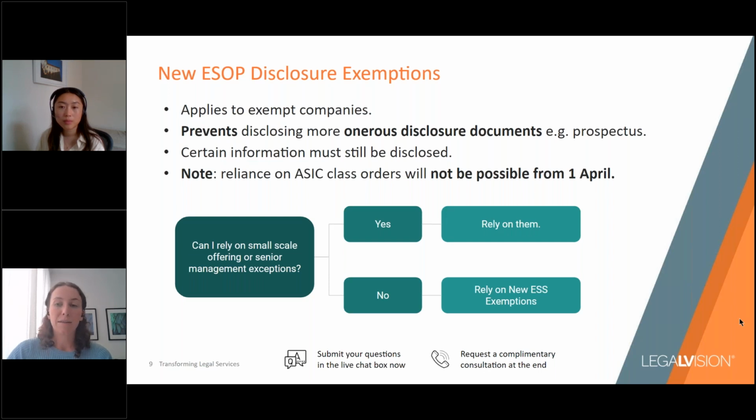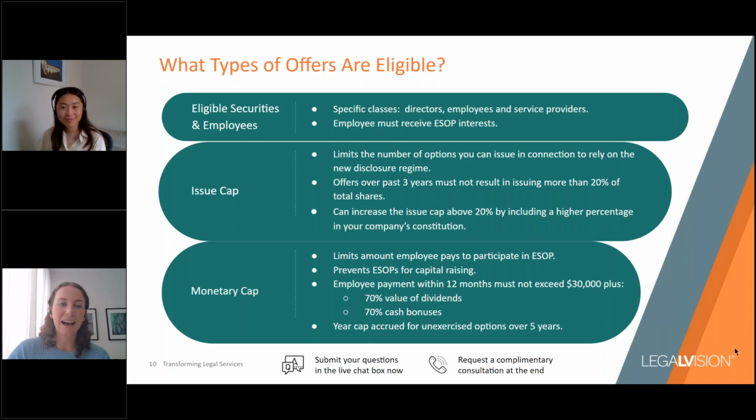The new ESOP regime is also relevant to consider if you've previously relied on what are called the ASIC class orders, because those class orders can no longer be relied on from 1 April. For the purpose of this webinar, we'll be discussing the new ESOP disclosure regime in the context of startup option plans, which have an exercise price payable. Different requirements apply for option plans with zero exercise price, for listed companies, and for companies that have share schemes rather than option plans. And now I'll hand back to Sophie to discuss what offers are eligible.